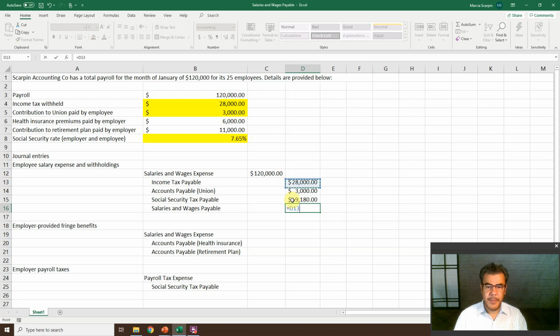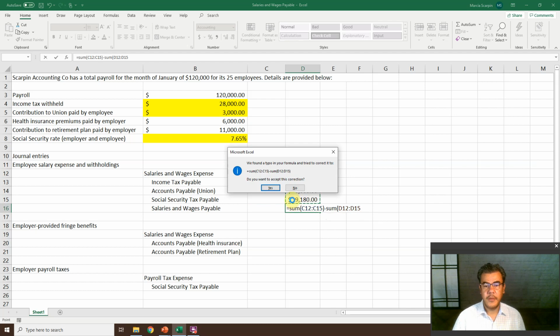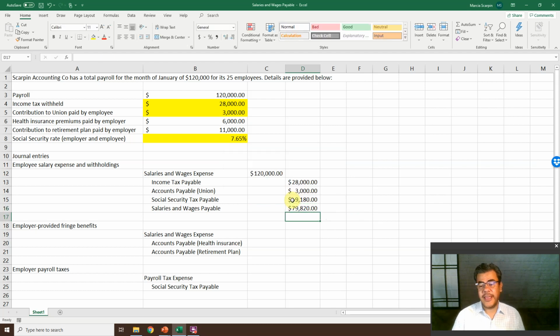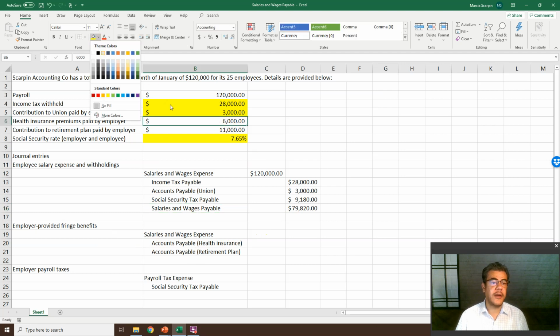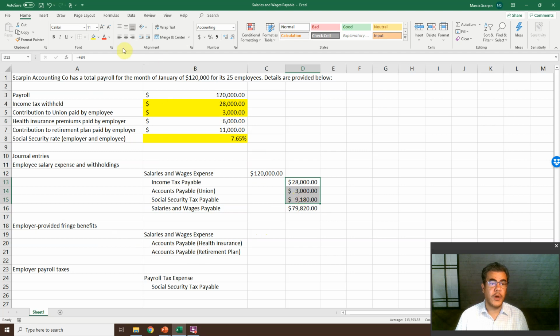And the net salary that the employees will receive is the number to balance. So what is the number to balance? The sum of our debits less the sum of our credits. It is 79,820. This is how much the employees will receive. However, they have benefits. So, what kind of benefits do they have? They have these two benefits here, the yellow ones.